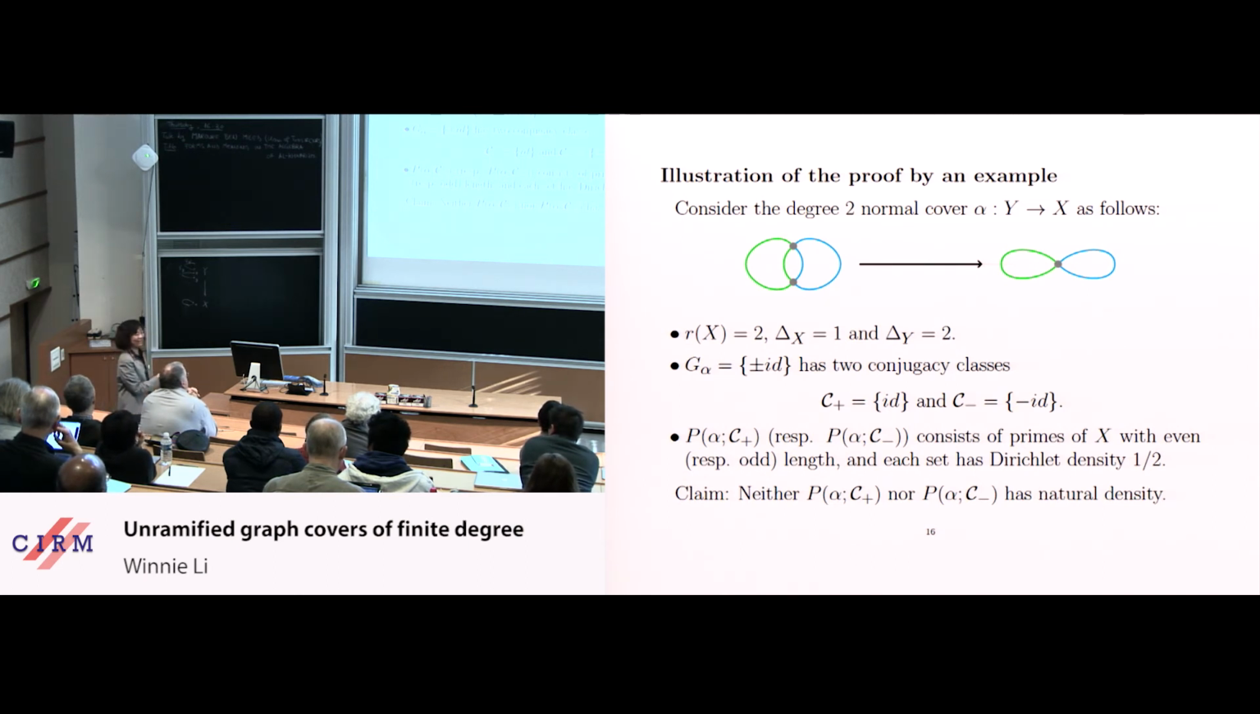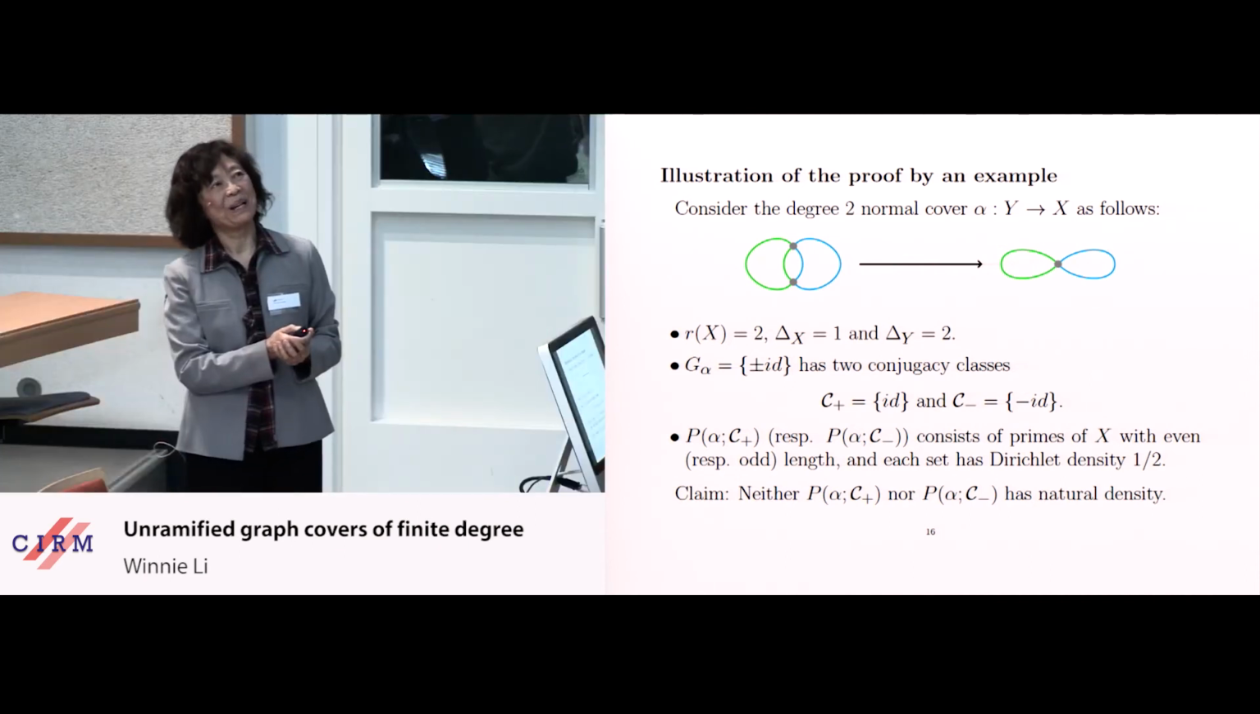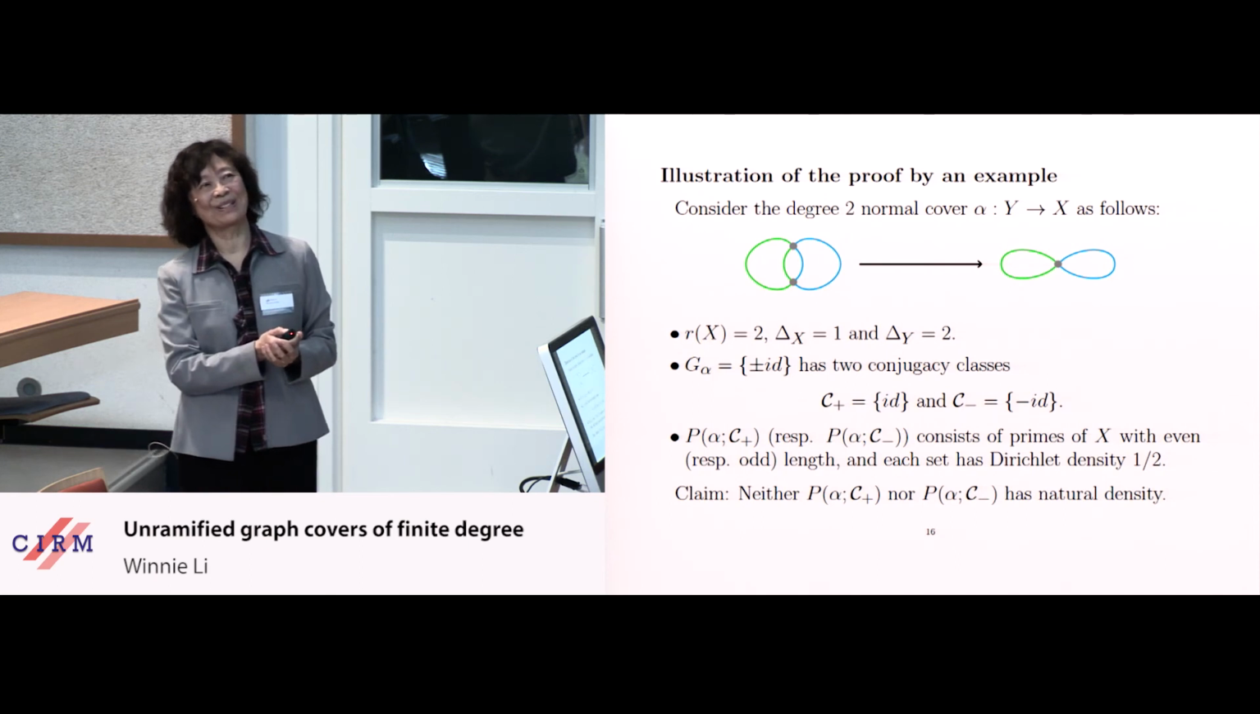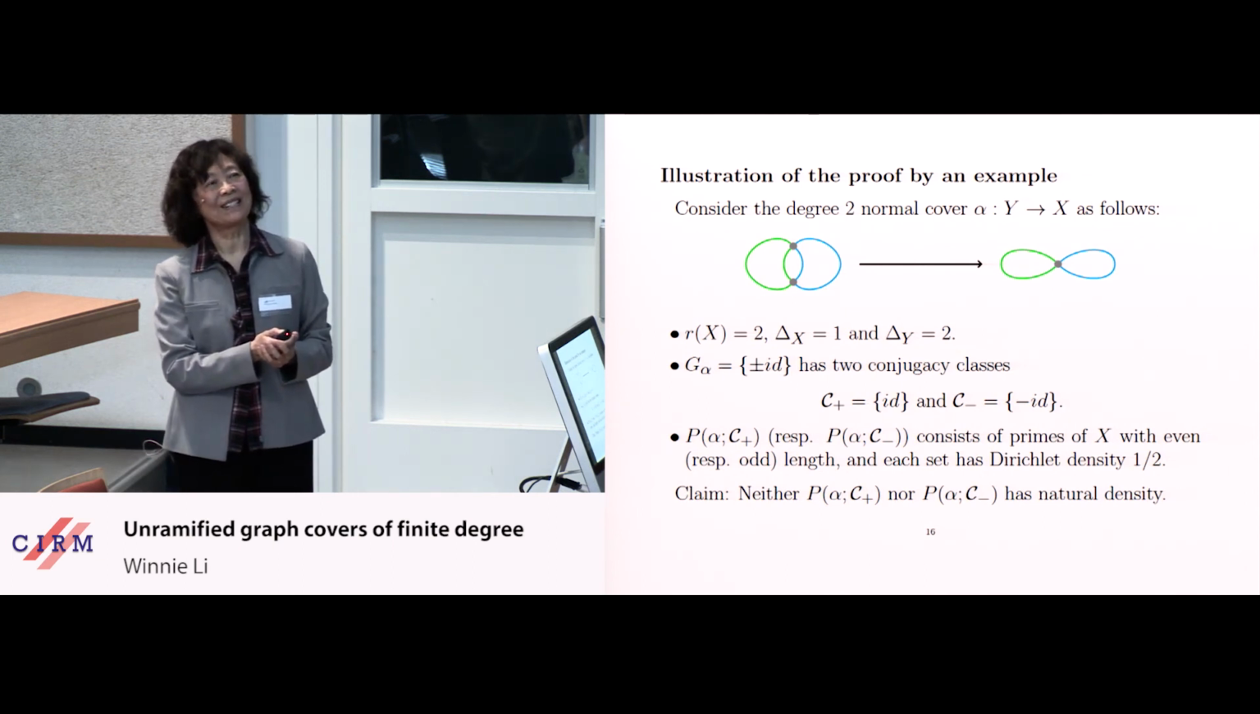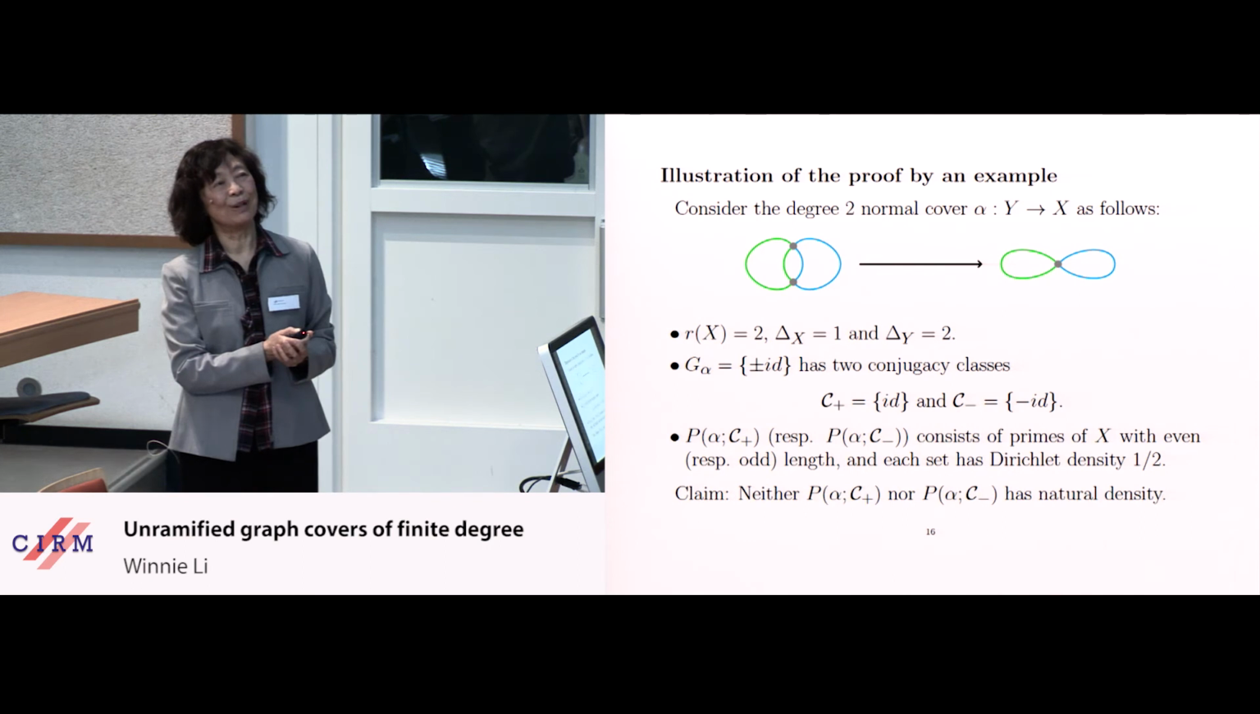Okay, so I just want to give you a very rough idea why it doesn't happen. So let's consider the situation. The downstairs is this graph X, 1 point with 2 loops. The upstairs is a twofold cover. You lift this point to 2 points. And clearly, the GCD of the lengths downstairs is equal to 1, and the fundamental group has rank 2.